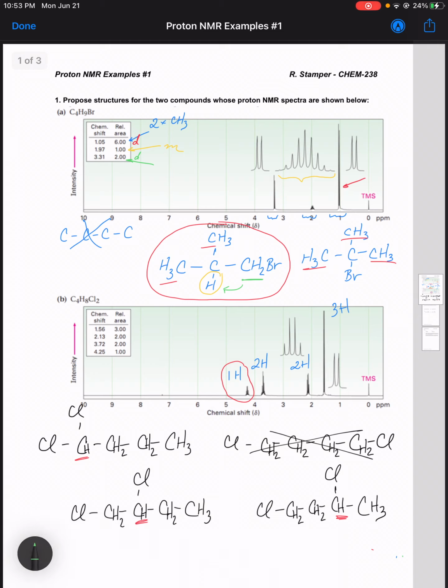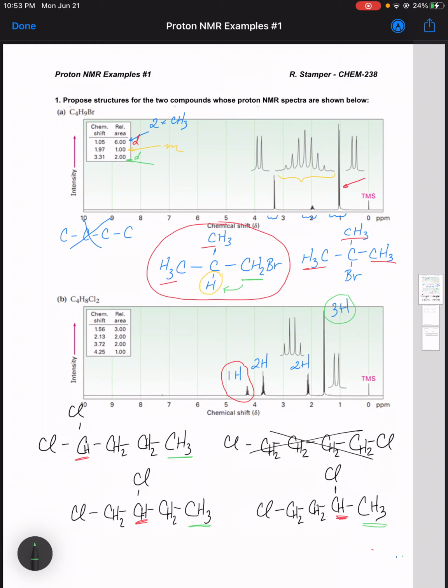I'm not sure what the two hydrogen signals are, right? Because I have two carbons that each have two hydrogens, so it's a little bit unclear. But I do know that the 3 hydrogen signal is my methyl group. And so let's look at my possibilities for the methyl group.